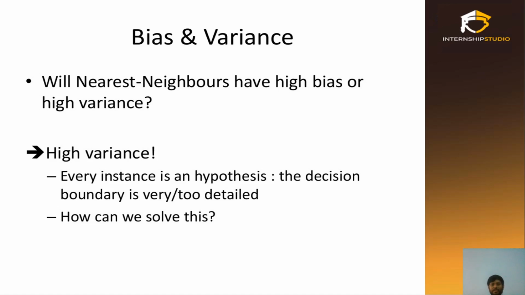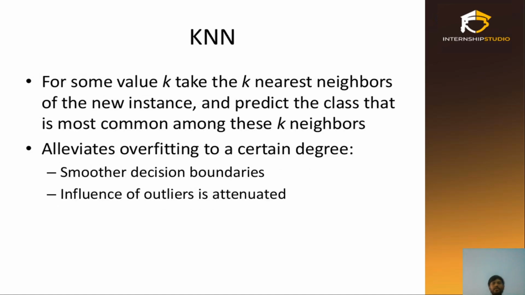And the decision boundary is too detailed. Why? Because for every instance we are calculating the nearest neighbors. So for some value k, take the k nearest neighbors of the new instance and predict the class that is most common among the k neighbors, as we discussed, and it elevates overfitting to a certain degree.